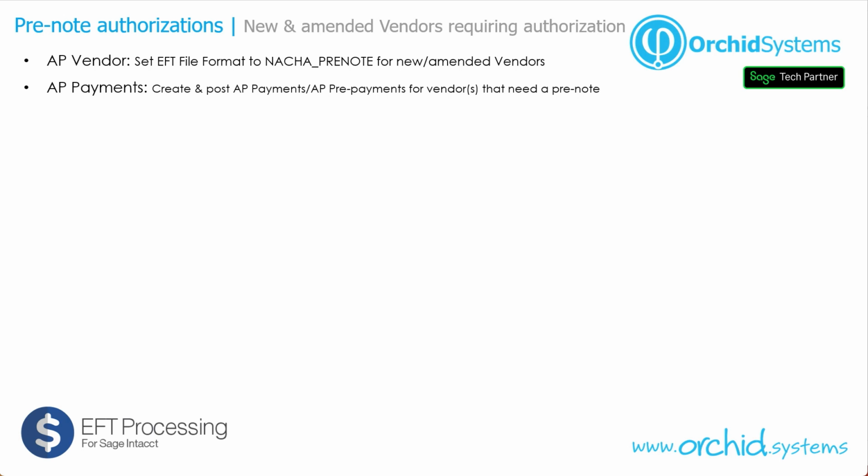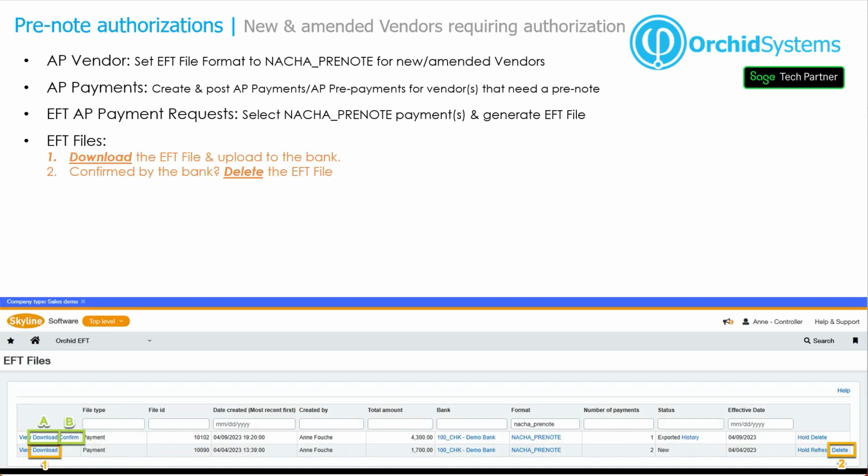Then when you create and post the AP payment for these vendors, the next time that you run the EFT AP payment request screen, you will see all those vendors that require a NACHA pre-note. So you can select the NACHA pre-note file and click Generate. After doing this on the EFT files, you would download the pre-note file and upload it to your bank.